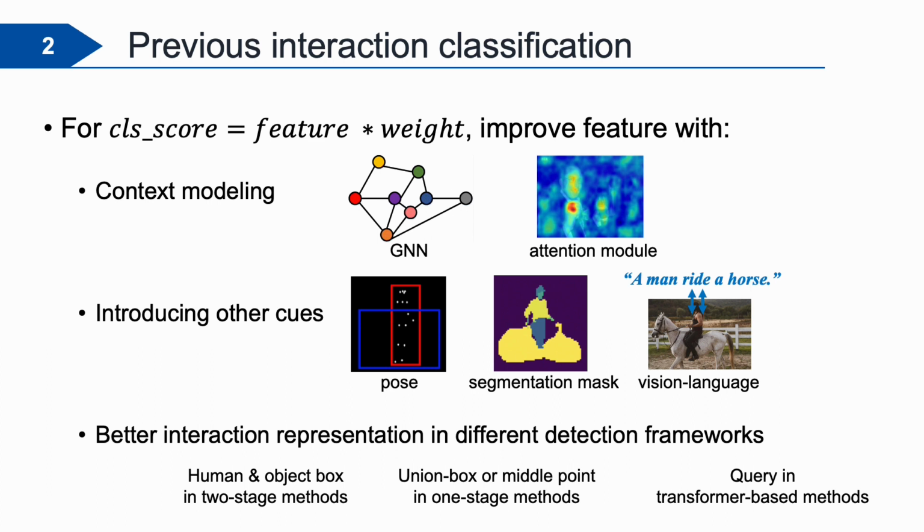For this problem, previous methods focus on improving the interaction feature. They use context modeling methods like GNN or attention module, or introducing other information like pose, masks, or visual language knowledge from models like CLIP. Some methods explore the representation of interaction in image, like human and object boxes in two-stage methods, union boxes or middle points in one-stage methods, or query in transformer-based methods.